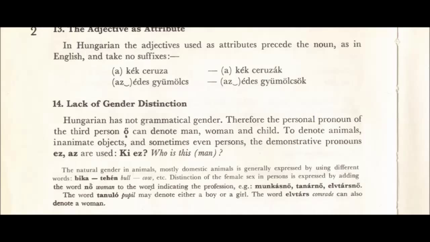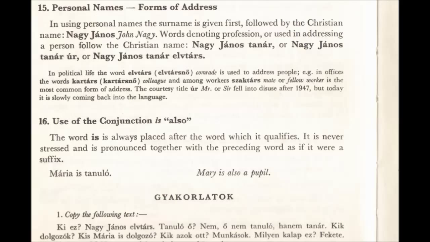And of course, the gender again, there is no difference between he and she. The surname, they put the surname before the Christian name. Also, word order is completely different here in Hungarian. Mária is tanuló. Tanuló. Pupil. So Mária is tanuló. Mary is also a pupil.